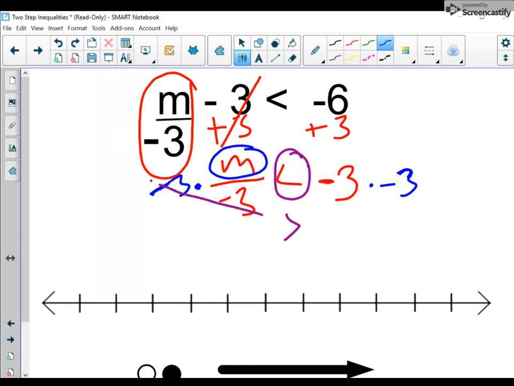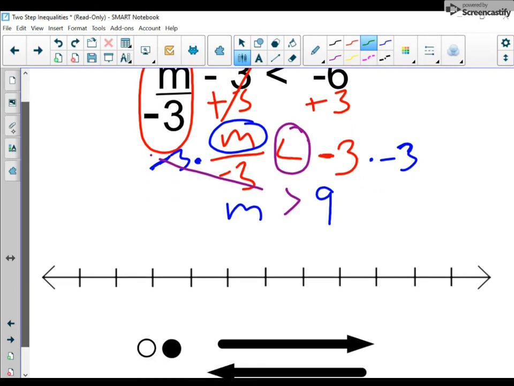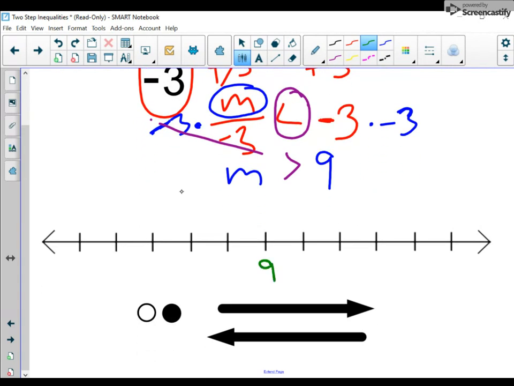So negative 3 times negative 3 cancels out. So I'm left with m is greater than negative 3 times negative 3. 2 negatives make a positive 9. So m is greater than positive 9 is my answer. So looking at our graph, let's go ahead and label it. I'm going to put 9 in the middle, 10 and 11 on the side, and then 8 and 7 below. So now I have m is greater than 9. Okay, greater than. What kind of circle does that tell me I'm going to have?